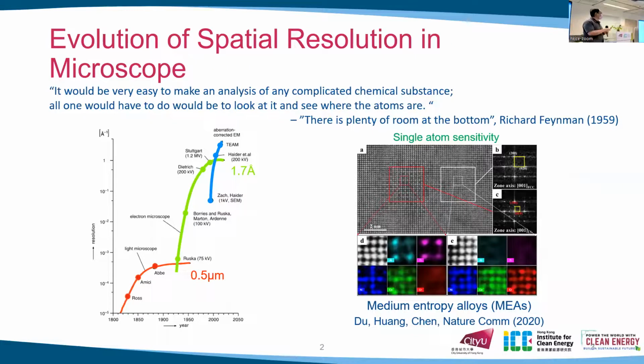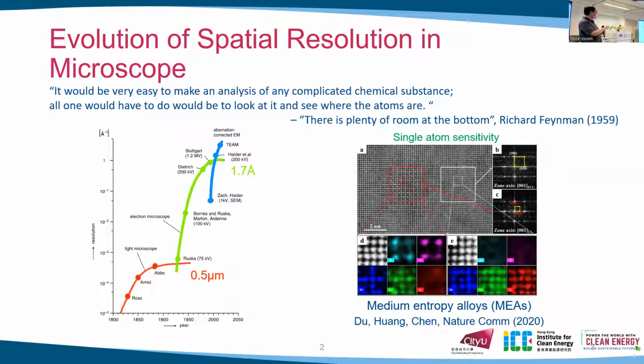Richard Feynman, in 1959, in his famous talk "There is plenty of room at the bottom," said, "It would be very easy to make an analysis of any complicated chemical substance. All one would have to do would be to look at it and see where the atoms are." So he stressed the importance of the electron microscope.